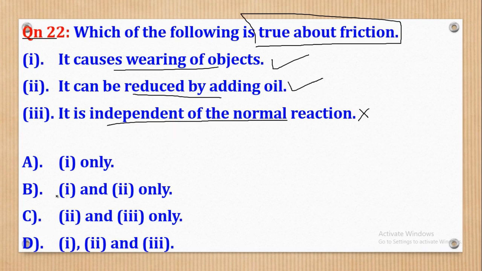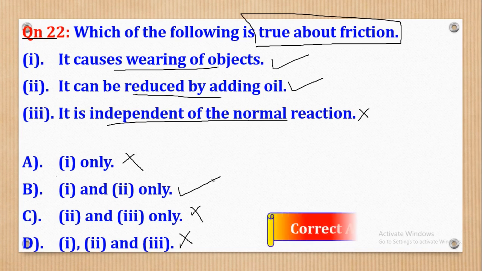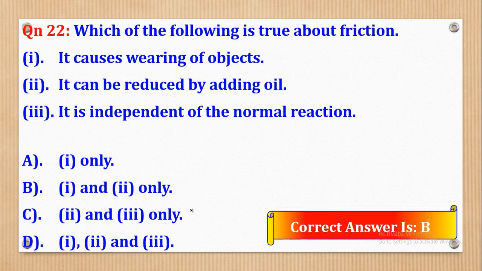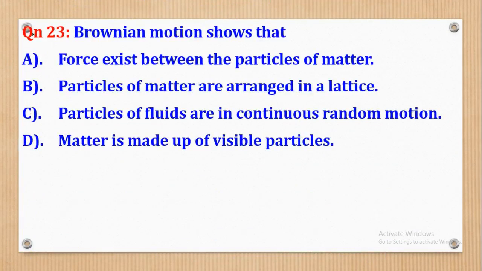Therefore, we shall look for the option. This is not okay. So this is the one which is okay, Roman 1 and Roman 2. This is not okay, this is not okay. Therefore, the correct option is answer B. So that was question 22.